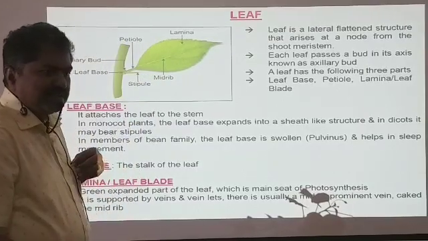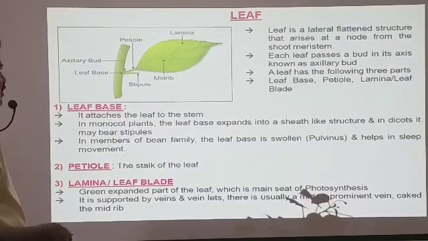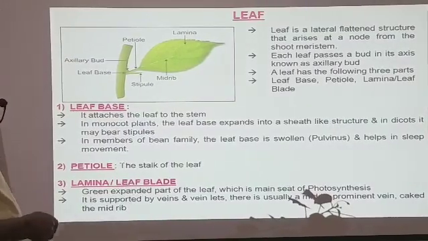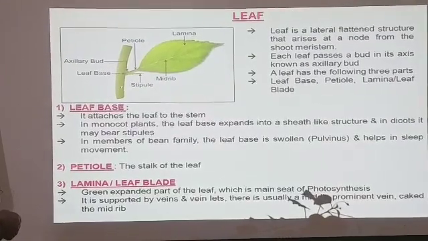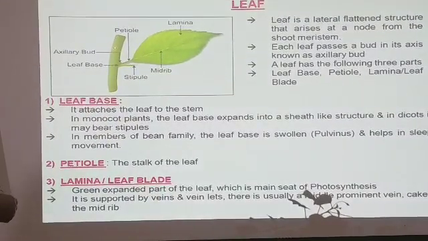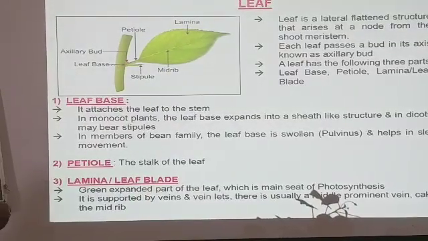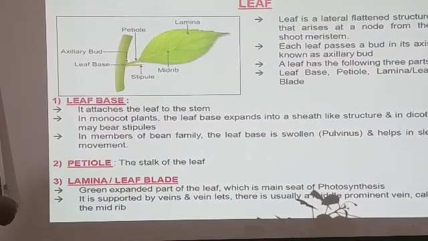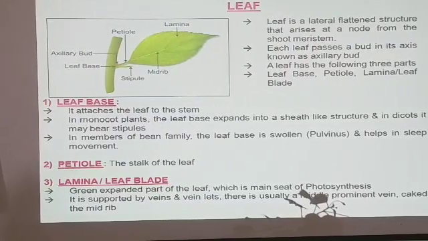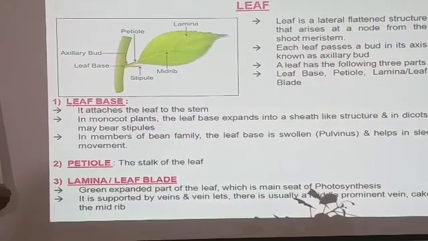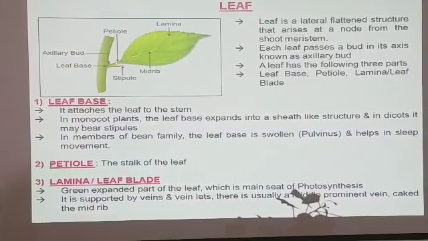The leaf has a leaf base, petiole, and lamina or leaf blade. You see what I told now? The leaf arises at the nodal region of the stem, and it has this axillary bud. From the axillary bud, branches will arise, and the leaf has a stalk-like structure.